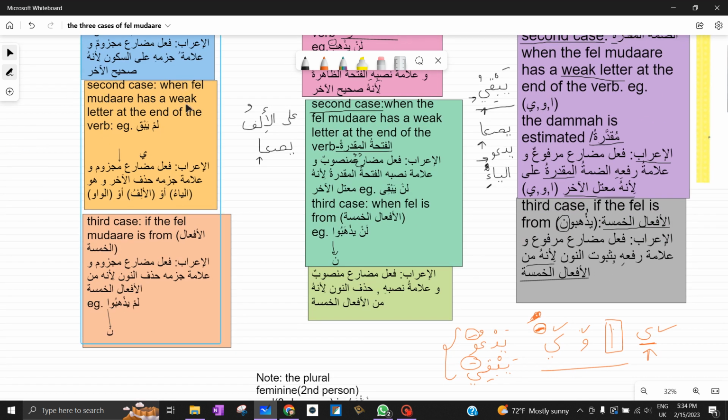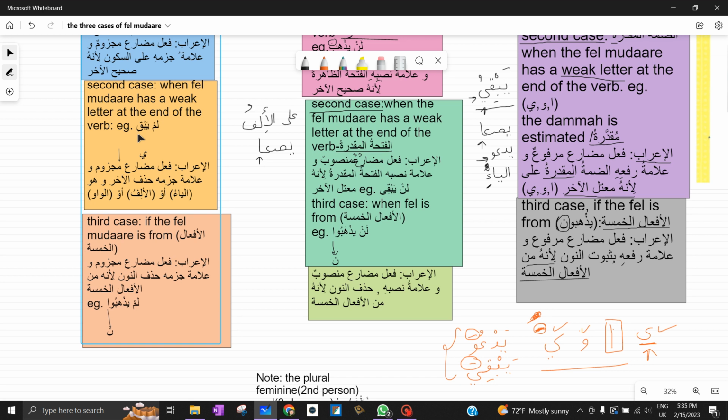Second case is when it has a weak letter. What happens when it has a weak letter at the end? Just like lam yabqi. What happens here? In this case, lam yabqiya, you cannot put a sukoon on the last letter. The weak letter gets deleted.